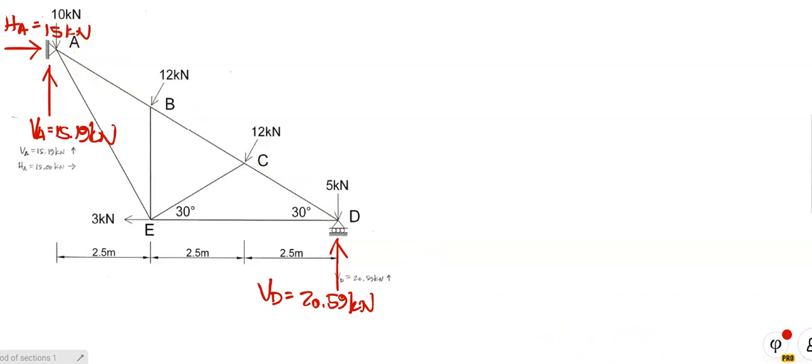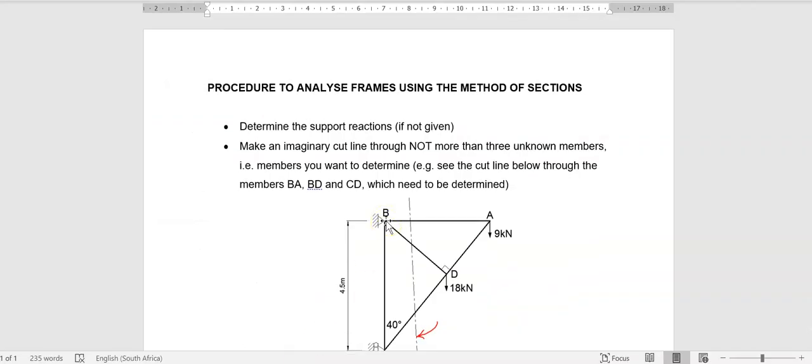So the first thing you do is you calculate support reactions like you know. As I said, you know how to do it now. I just filled it out. It was given here. Right, people, now, on Blackboard, I'm also going to give you a method, the procedure, to solve these. I call the document Procedure to Analyze Frames Using the Method of Sections.